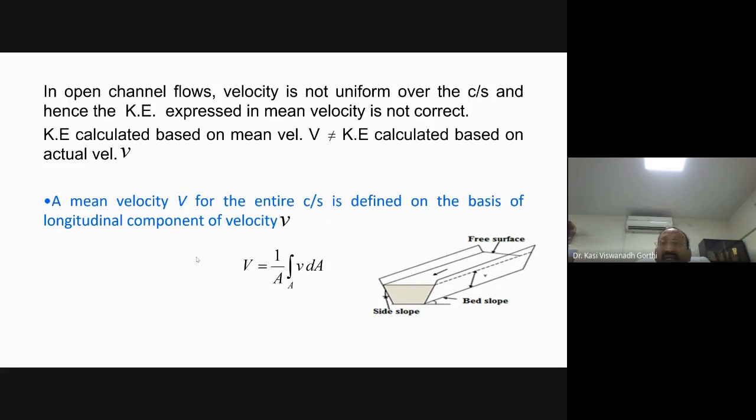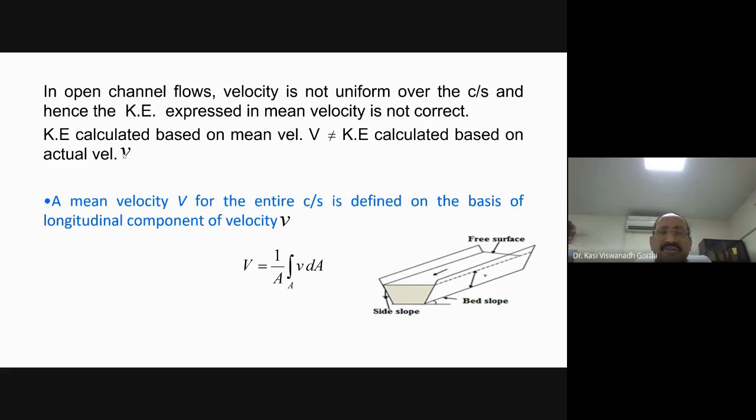But strictly speaking, you need to take the actual velocity distribution. Instead of considering the actual velocity distribution, we are confining ourselves to take the mean velocity, and hence we are applying a correction. So, kinetic energy calculated based on the mean velocity V is not equal to the kinetic energy calculated based on the actual velocity small v. Actual velocity is varying. It is a local velocity which varies from the channel bed to the free surface, having the maximum value slightly below the free surface. This is what we have seen in the figure just now.